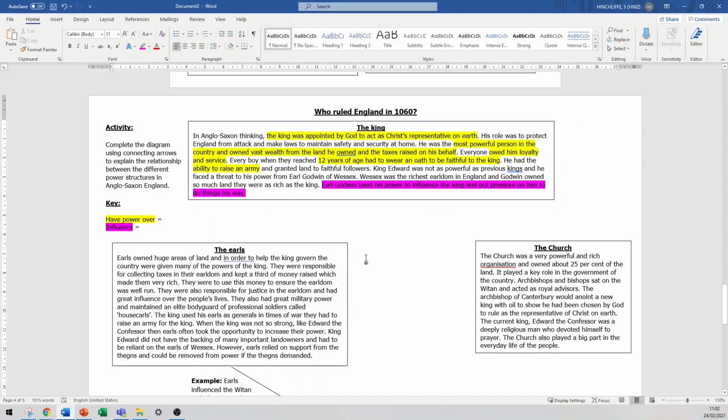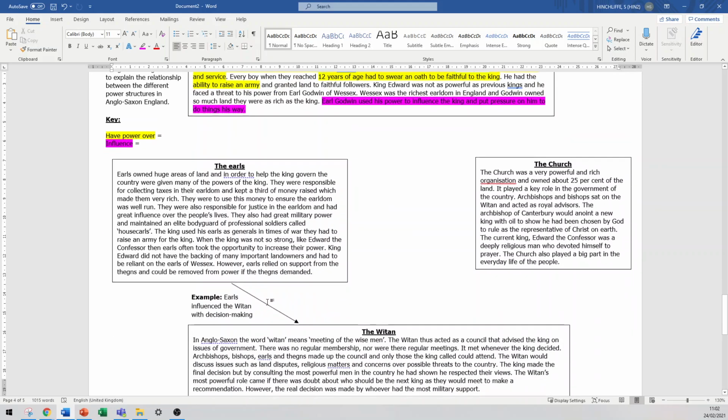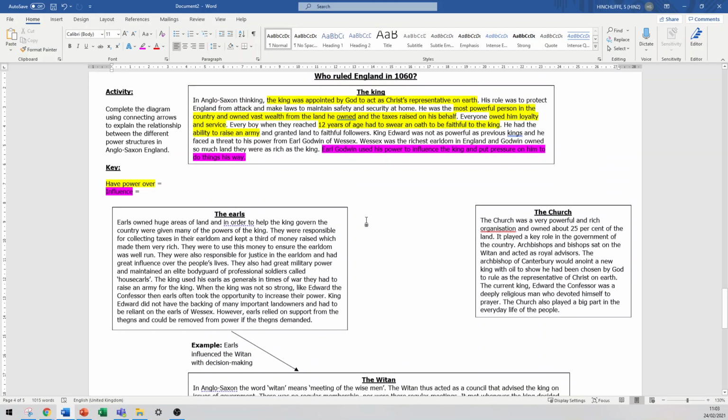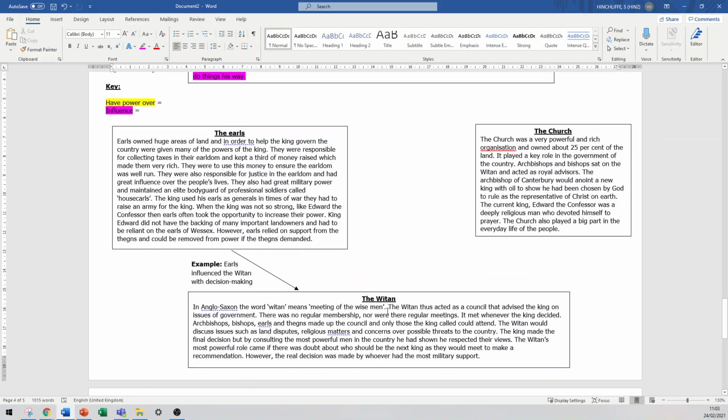So what you want to do is do the same thing for the other features. You've got the earls, the church, the king, and then a new thing that we've not come across yet, which is called the Witan. Now this is a council that meets, made up of earls and the church, and the whole point is they are there to advise the king, only advise the king.